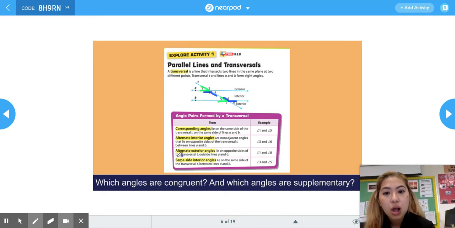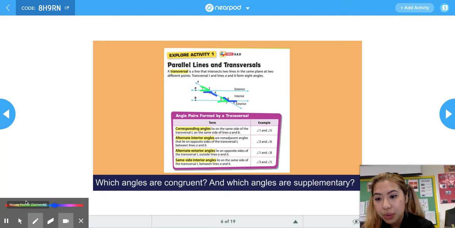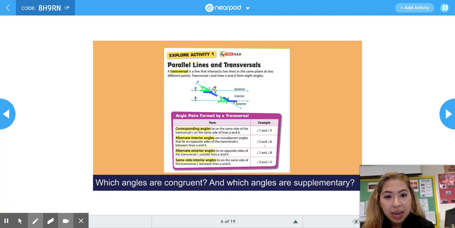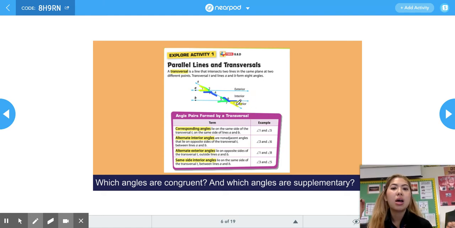Alternate exterior angles lie on opposite sides of the transversal. For example, we have angle 1 and angle 8. So angle 1 right here and angle 8 right here, because as you can see, the exterior means the outside, and they're alternate because they're on opposite sides of that transversal line on the outside. Again, exterior means outside, interior means inside.